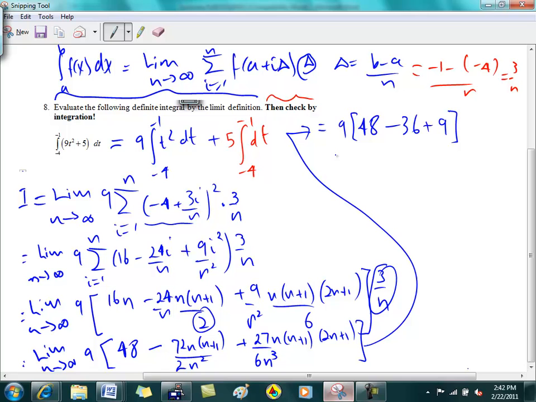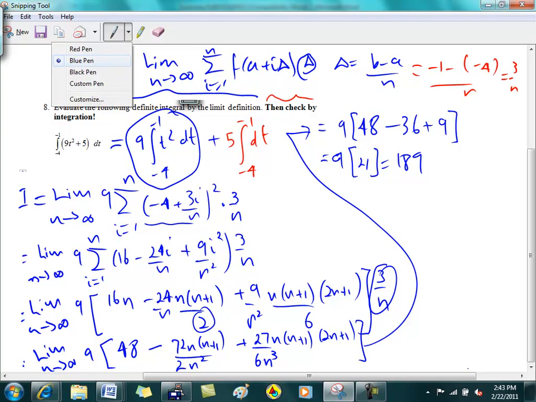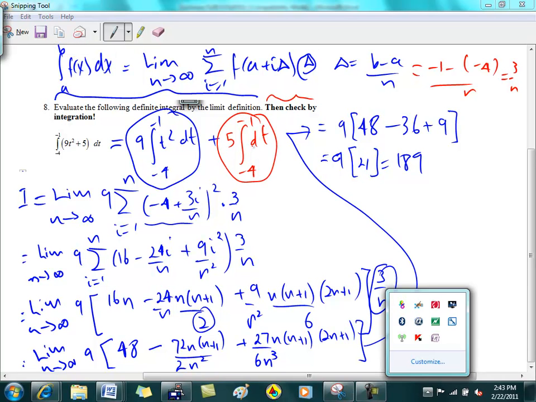So then this blue integral now becomes 9 times 48 minus 36 is 12, plus 9 is 21. So that's 189. Okay, so that's just for the blue part here. That's this guy here. Okay. So now I'm going to work on the red one in a very similar fashion. Okay. The only gotcha here is that f is just 1, so there's nothing to plug into.